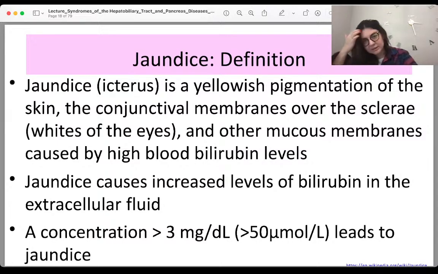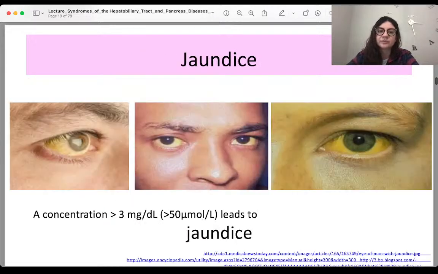Let's discuss the next syndrome for today. Its name is jaundice. Let's give a definition of jaundice. Jaundice, or in Latin icterus, is a yellowish pigmentation of the skin and conjunctival membranes over the sclera, the whites of the eyes, and other mucous membranes caused by high blood bilirubin levels. Jaundice causes increased levels of bilirubin in the extracellular fluid. A concentration of more than 3 mg per deciliter, or more than 50 micromoles per liter, leads to jaundice.